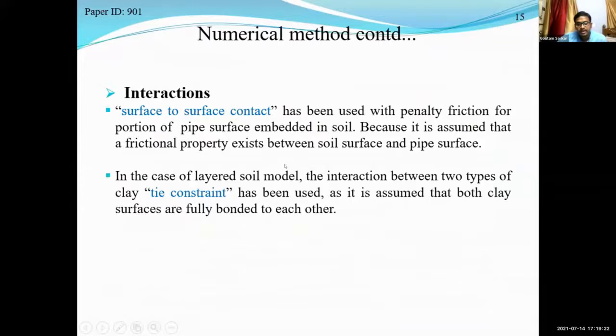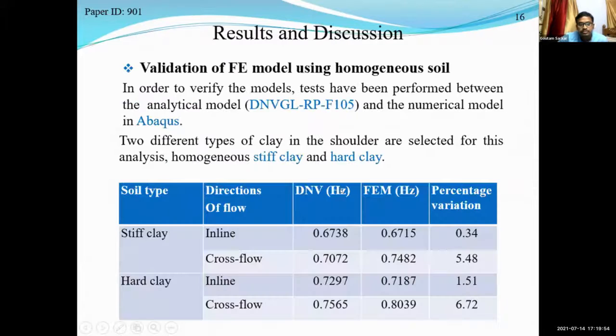So coming to the interaction, for the interaction between the pipe surface and the soil, I have used surface-to-surface contact because it is assumed that a friction property exists between the soil surface and the pipe surface. And for the next, that is the non-homogeneous soil, where I have modeled the layered soil, it is assumed that both clay surfaces are fully bonded to each other. That's why a tie constraint I have used.